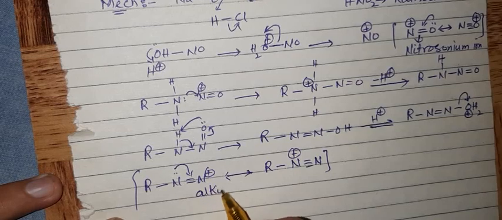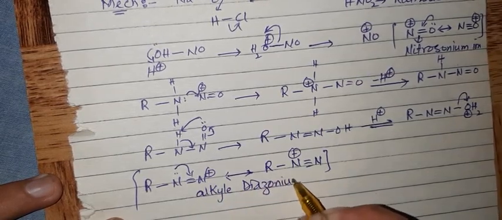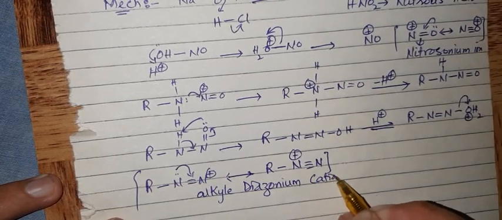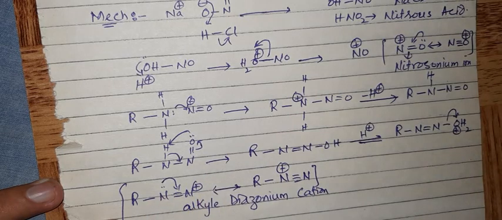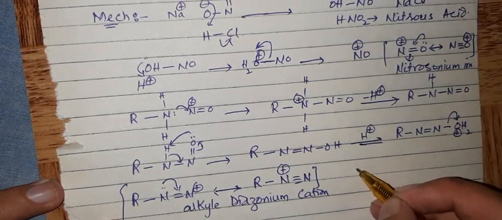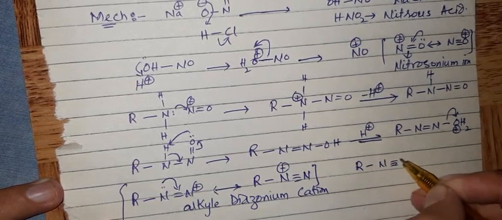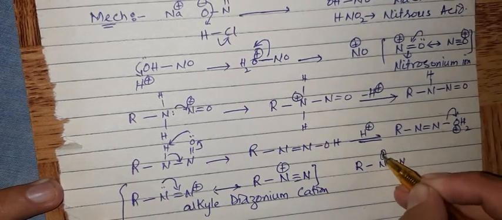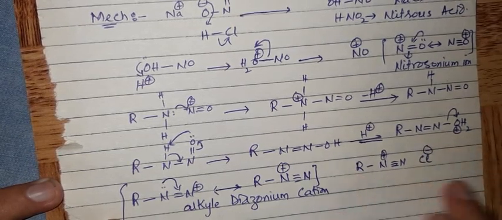Alkyl diazonium cation, and a chloride ion will come and ionically bond to this species, and we will get the diazonium salt, R-N triple bond N positive and Cl minus. This is our diazonium salt.